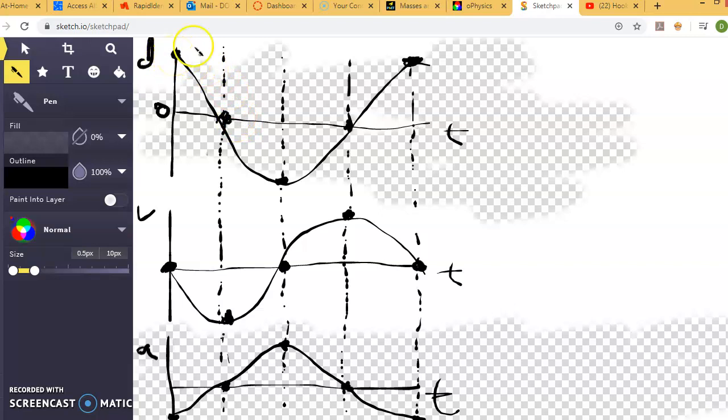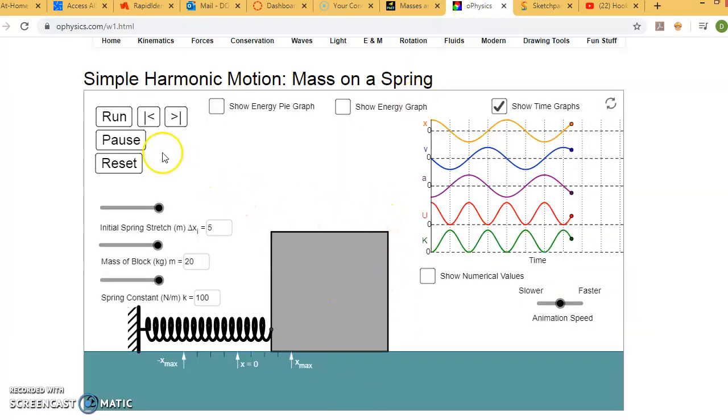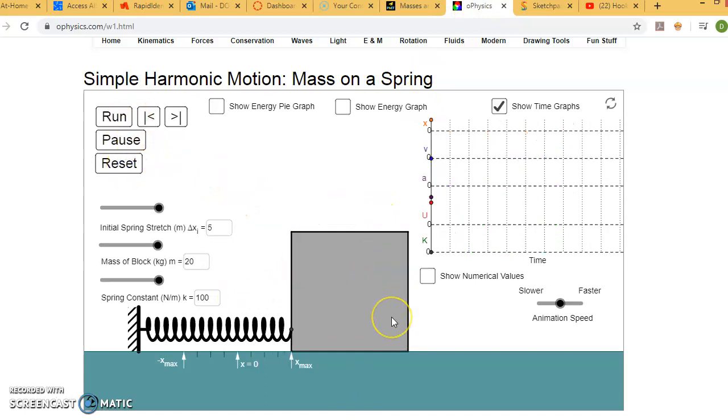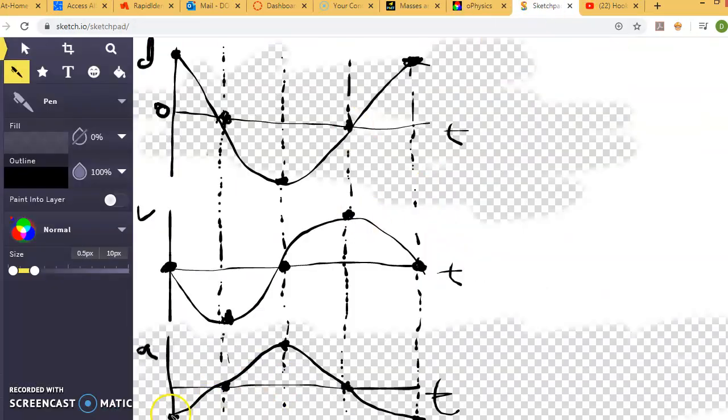All right, when the timer starts, here's our block. Let me reset. Now, we pulled it all the way out, right? So when time starts, we're at 0. Our velocity is 0. Our displacement is a maximum. Our acceleration is a maximum because it's being pulled in towards the negative end. So I have a negative a, I have a 0 speed, and I have a positive displacement. So that is at 0.